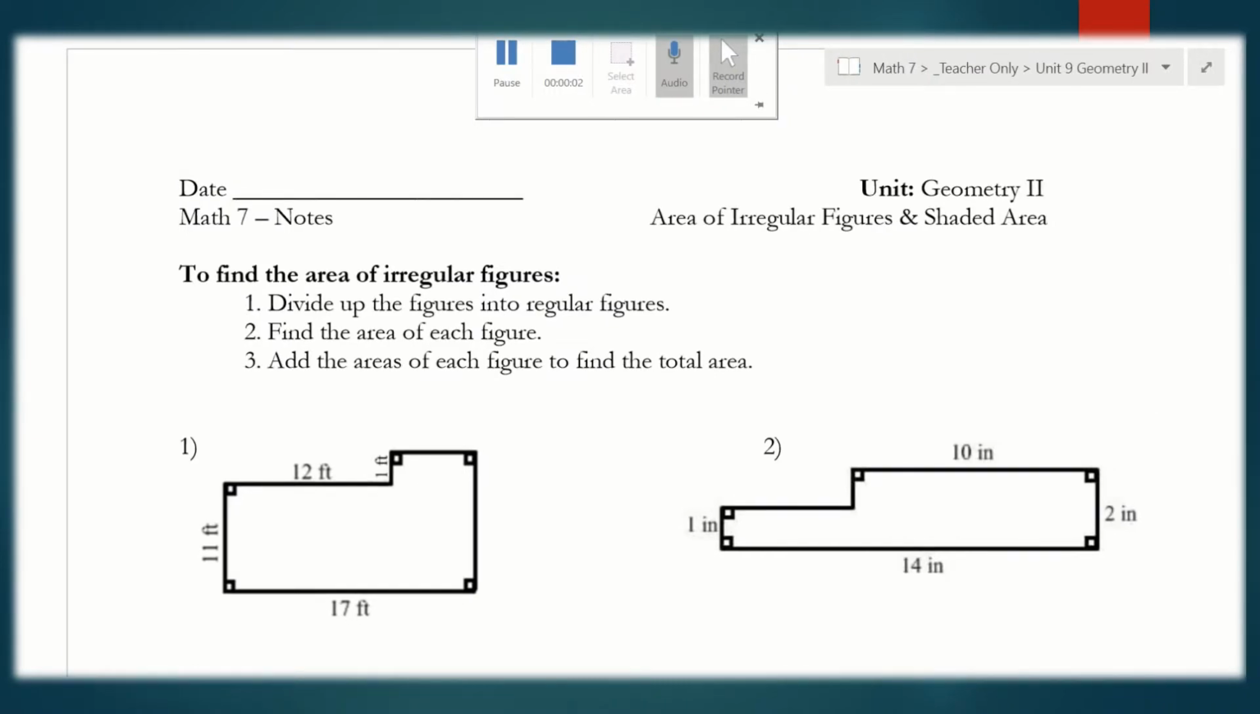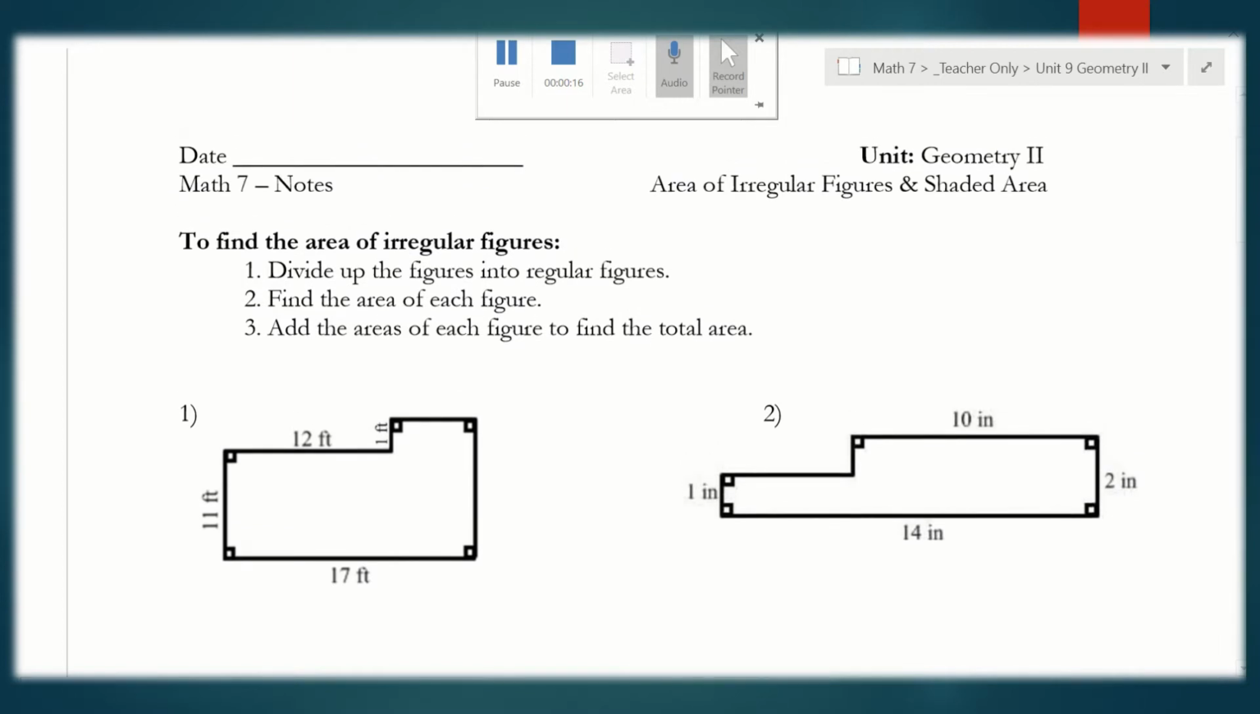Hi everyone, welcome back. We are going to do some more with area today. Two different things actually with area. The first thing we're going to talk about is how to find the area of irregular figures. What that means is basically you have a shape that's not a typical shape that we've learned.